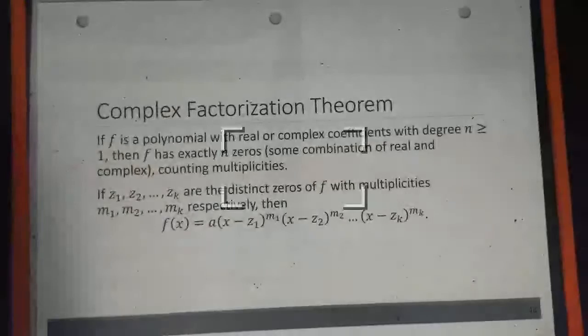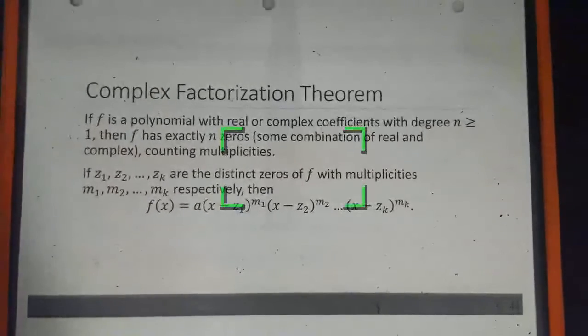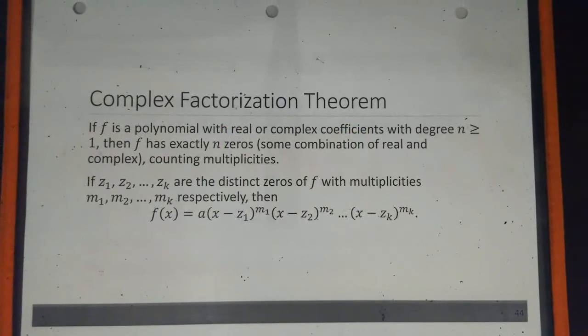We've seen something like this complex factorization theorem before. We just saw it with real numbers, but it's going to work with complex numbers too. If f is a polynomial with real or complex coefficients with degree n greater than or equal to 1, so we have to have some sort of polynomial with a degree of at least 1, then f has exactly n zeros. So this is what I mentioned in the last one: if we count up the multiplicities, these zeros could be some combination of real and complex. And again, this counts multiplicities.